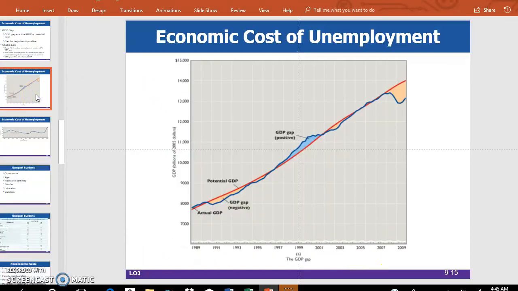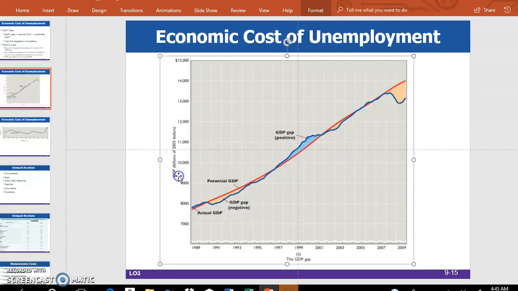So let us examine the data. In this slide, we have the GDP gap from 1989 to 2009 given on the horizontal axis. On the vertical axis, we have GDP, billions of 2005 dollars. You see that? Now the red line is showing us potential GDP. That is GDP with NRU, when we assume cyclical unemployment is zero. On the other hand, the blue line is showing us the actual GDP based on the actual unemployment rate.